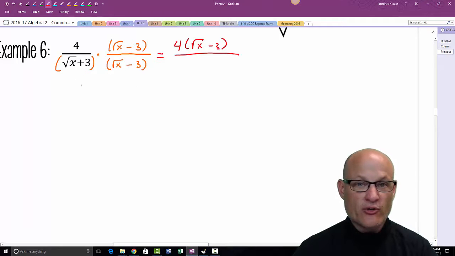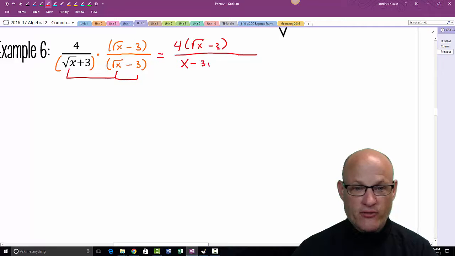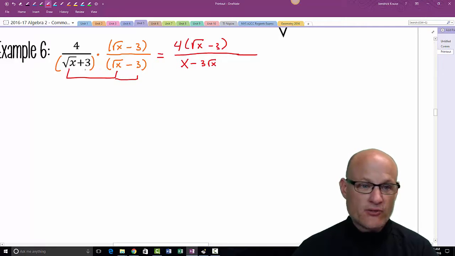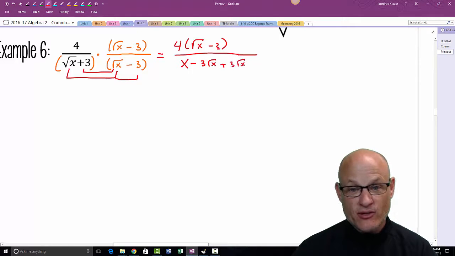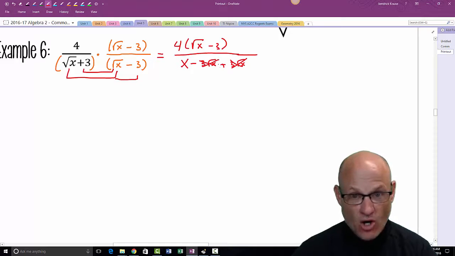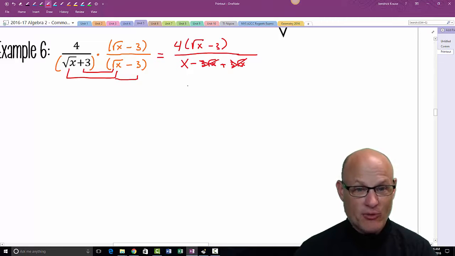All right, so we're going to do this one more time. It's the last time I'm going to show you. The square root of x times the square root of x, I am only going to tell you that's x. Square root of x times negative 3 is negative 3 square roots of x. The positive 3 times the square root of x is positive 3 square roots of x. Notice those two cancel. They will always cancel, so don't bother doing them anymore. And positive 3 times negative 3 is negative 9.